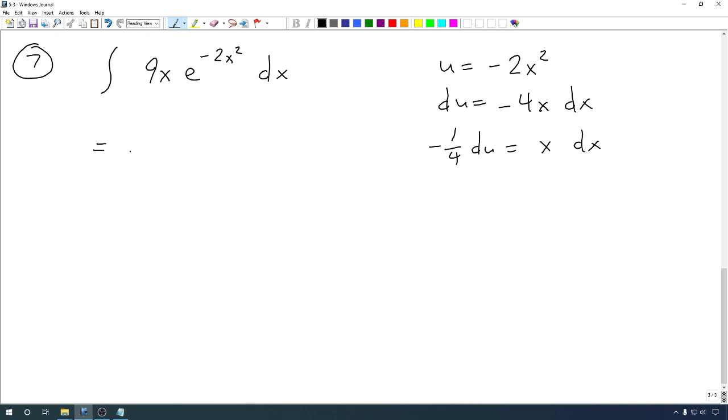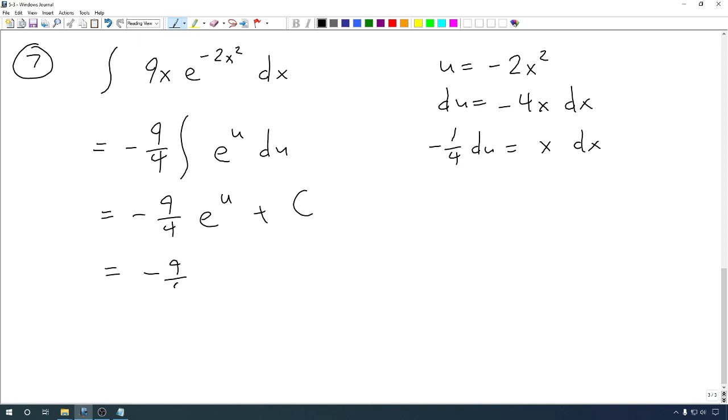In fact, I'm going to go ahead and put the negative 1/4 outside, and I'm even going to move this 9 outside as well. So we'll have a negative 9/4 outside of our integral. Inside the integral is left an e to the u du, which we already know how to do. We've done that one on the last one, e to the u plus c. And of course, our last step is to trade out the u for the negative 2x squared. So just nice and simple like that.